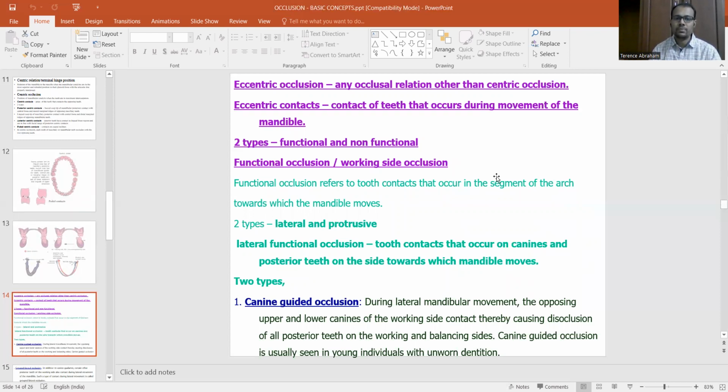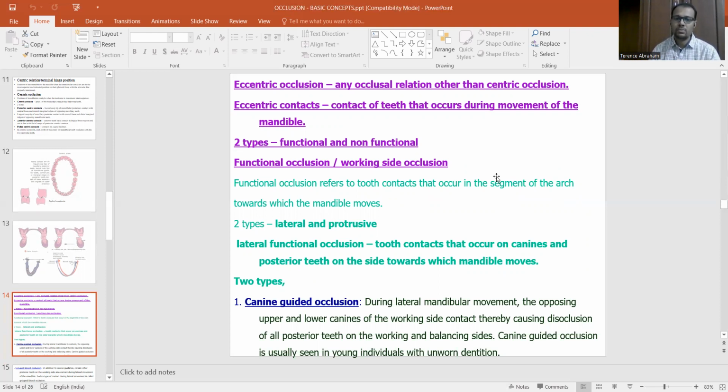There are two types of eccentric occlusion, functional as well as non-functional. Functional occlusion is also known as working side occlusion. That means there is a tooth contact in the segment of the arch towards which the mandible moves. For example, when we shift the mandible to the right side, wherever the upper and lower teeth contact in the right segment of the arch is known as functional occlusion. There are two types of functional occlusion: lateral functional occlusion and protrusive functional occlusion.